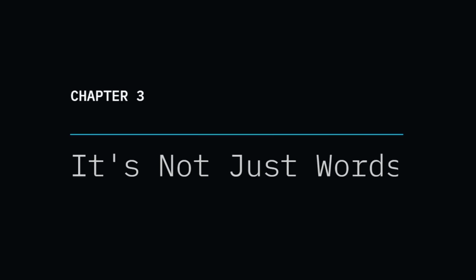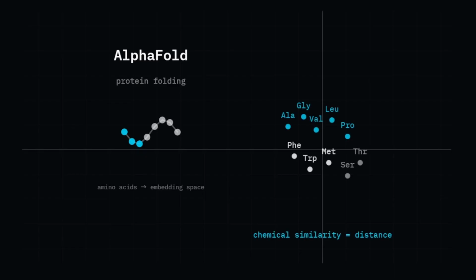You might be thinking, okay, interesting trick with language, but how important is this really? More than you might think, because the idea works for anything, not just words. AlphaFold solved protein folding, one of biology's hardest problems. It uses embeddings for amino acids. The sequence of a protein gets mapped into a space where chemical relationships become distances. The geometry reveals the shape.